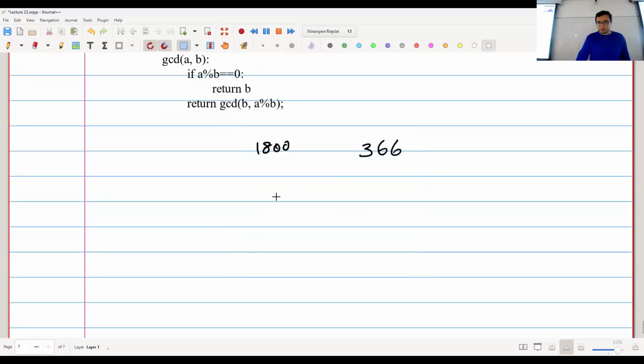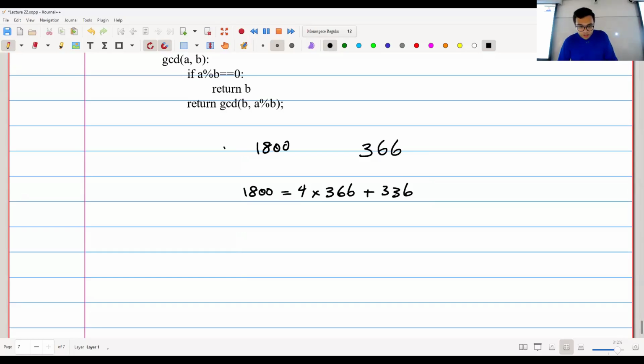I want to find the GCD of these two numbers. Okay. So is one of them a multiple of the other one? If I divide 1800 by 366, is the remainder 0? No. Actually, I have something like this. I will have that 1800 is going to be 4 times 366 plus, let me see, 1800 minus 4 times 366, 336. Okay. So what does this tell me? It tells me that if I wanted to find the GCD of 1800 and 366, I should instead find the GCD of 366 and 336.